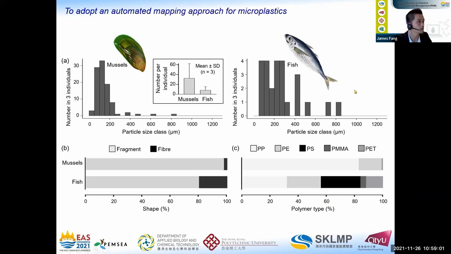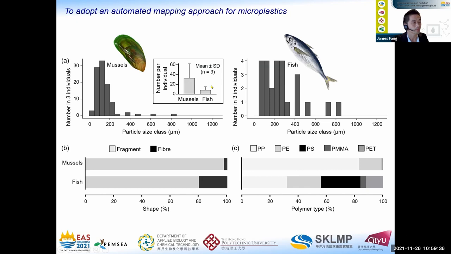Using the method developed on the last few slides, this is the result from mussel and fish collected from Hong Kong. When we do the analysis of microplastic, we usually report the quantity of microplastic in this individual, or per unit dry weight or per unit wet weight. In this case, per individual. We have the size distribution curve for fish and for mussel.